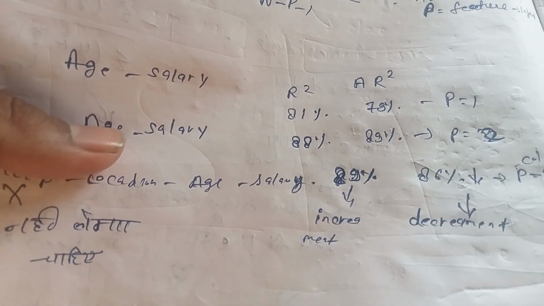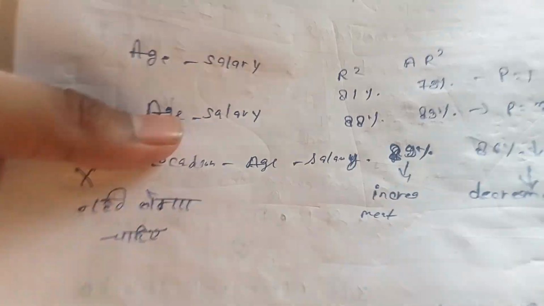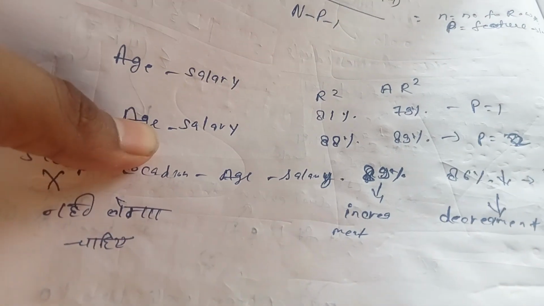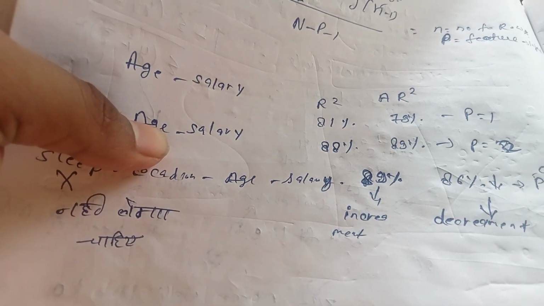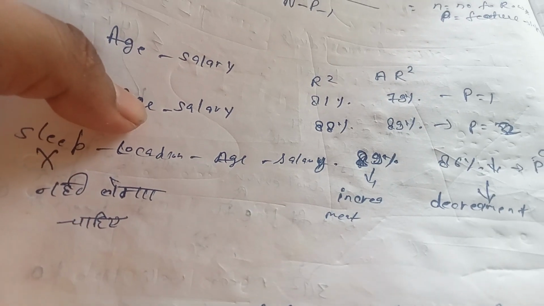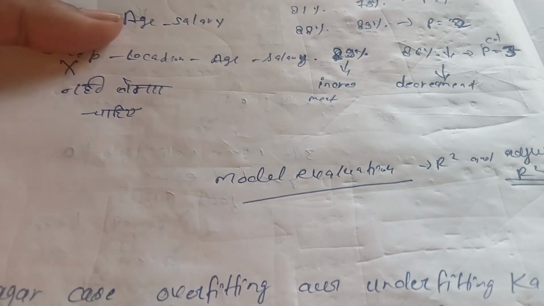But in the third, we can see the accuracy is good, 89, but the adjusted R square is 86. This is a decrement here. Then we always have to look at this. If we have this kind of problem, it will create a problem for us. So, model evaluation: R square and adjusted R square.